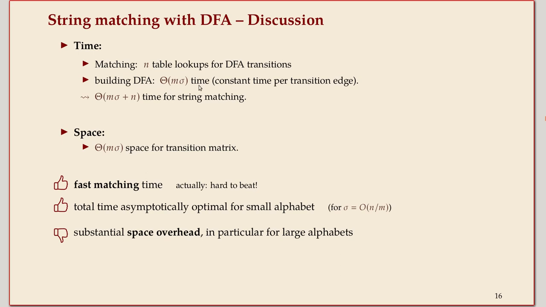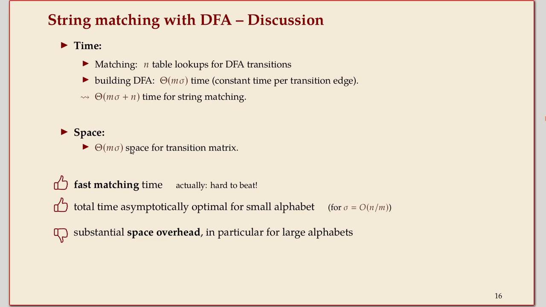Building the automaton in the clever way we've seen means essentially just filling the table. M times sigma, where M is the number of states and sigma is the number of different characters we can read. That's just the size of the output for the DFA. It's a table of size M times sigma. That's the number of transitions we have. So the algorithm that computes this gets to fill out this table essentially in constant time per entry. So that gives you a total time for the string matching problem, and the space is immediately just the table of the DFA.